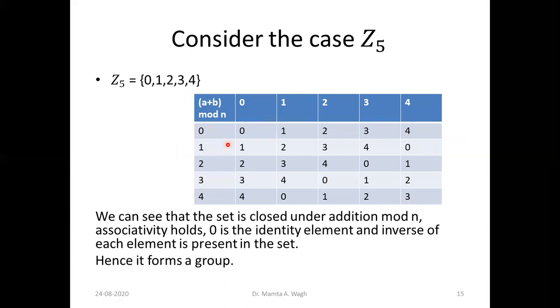The inverse of 0 will be 0, because what you are doing, you have to add an element and then you should get the identity element. So adding 0 and 0 is giving you the identity element, which is 0. Now adding 1 with 4 is giving you the identity element. So inverse of 1 is 4, inverse of 2 is 3, 2 plus 3 is 0, and inverse of 3 is 2, here it is giving 0, and inverse of 4 is 1, it is giving you 0. So all the properties of a group are satisfied here. That means this Z5 is a group.